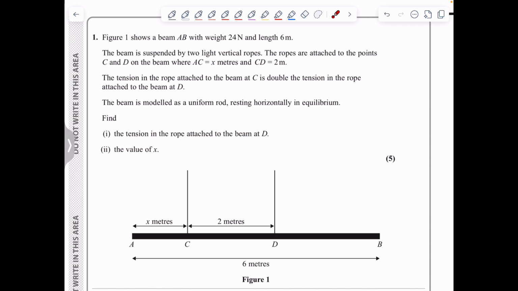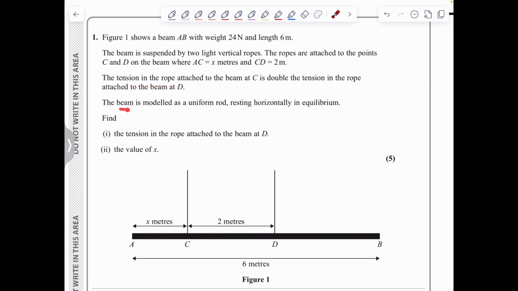In question 1, we've got the beam AB with a weight of 24 newtons and a length of 6 meters. We are suspending the beam through 2 light vertical ropes shown here. We've got the distance as x meters, the distance AC, and 2 meters, the distance CD. We are told that the tension at C is double the tension at D.